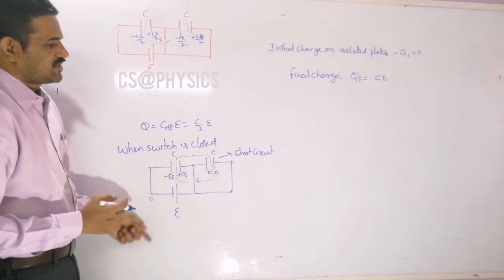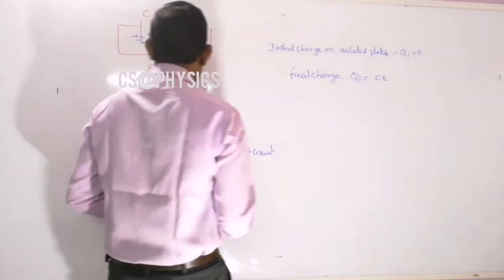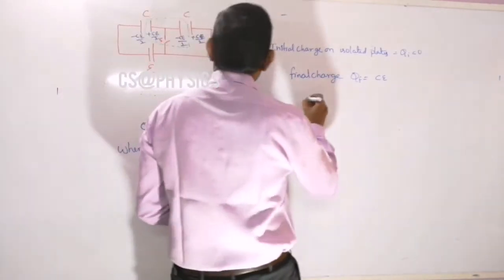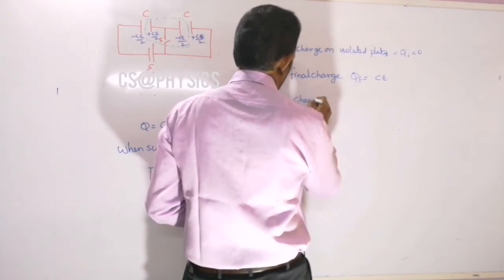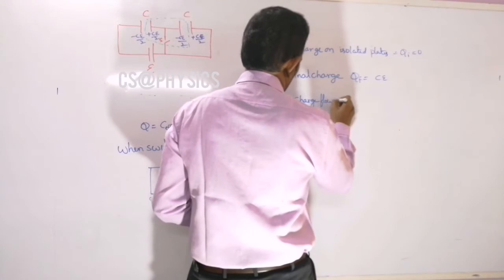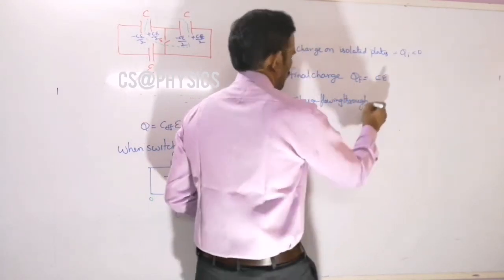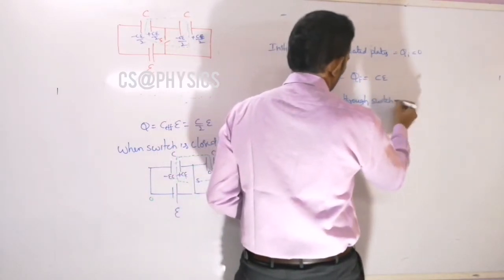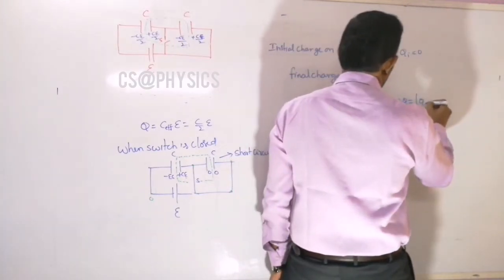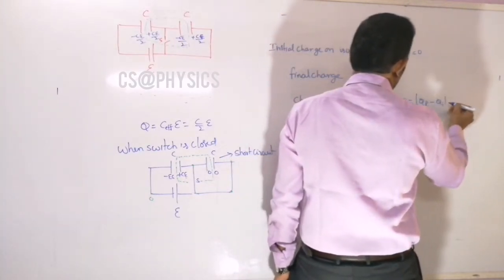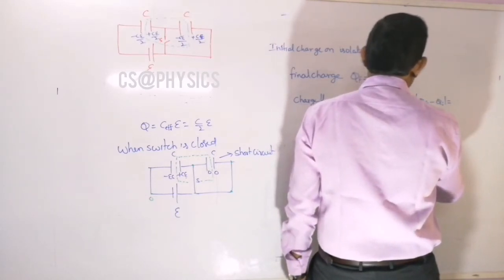Then now we can answer how much charge is flowing through that switch, right? So the charge flowing through the switch, you can write as delta Q equal to the modulus of Q final minus Q initial. So you can write this as CE. So delta Q is equal to CE.